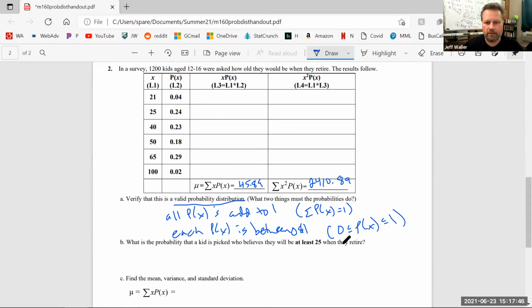And some of you might be like, why do I have to say both of those? Because if I had this, do these probabilities add up to be 1? Do these add up to be 1? They totally do, right? Is this valid? No. So now you understand why you have to say two things.